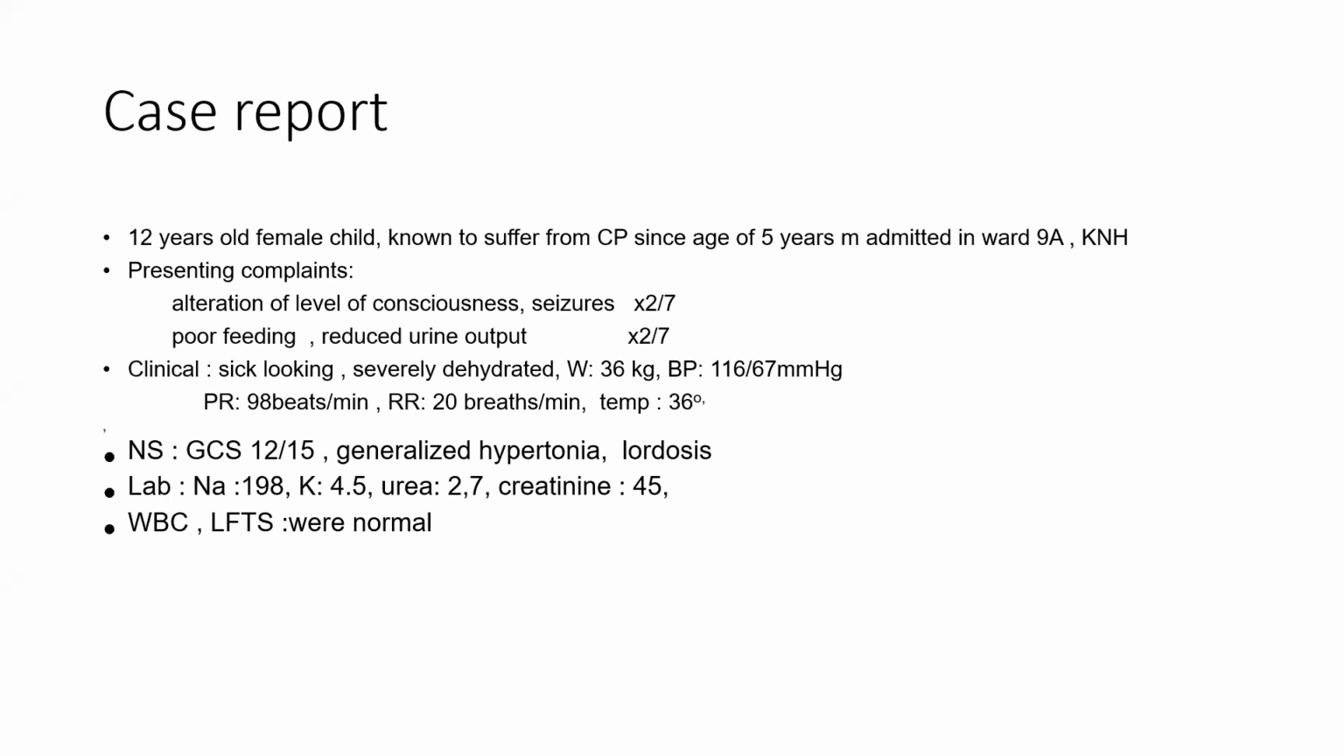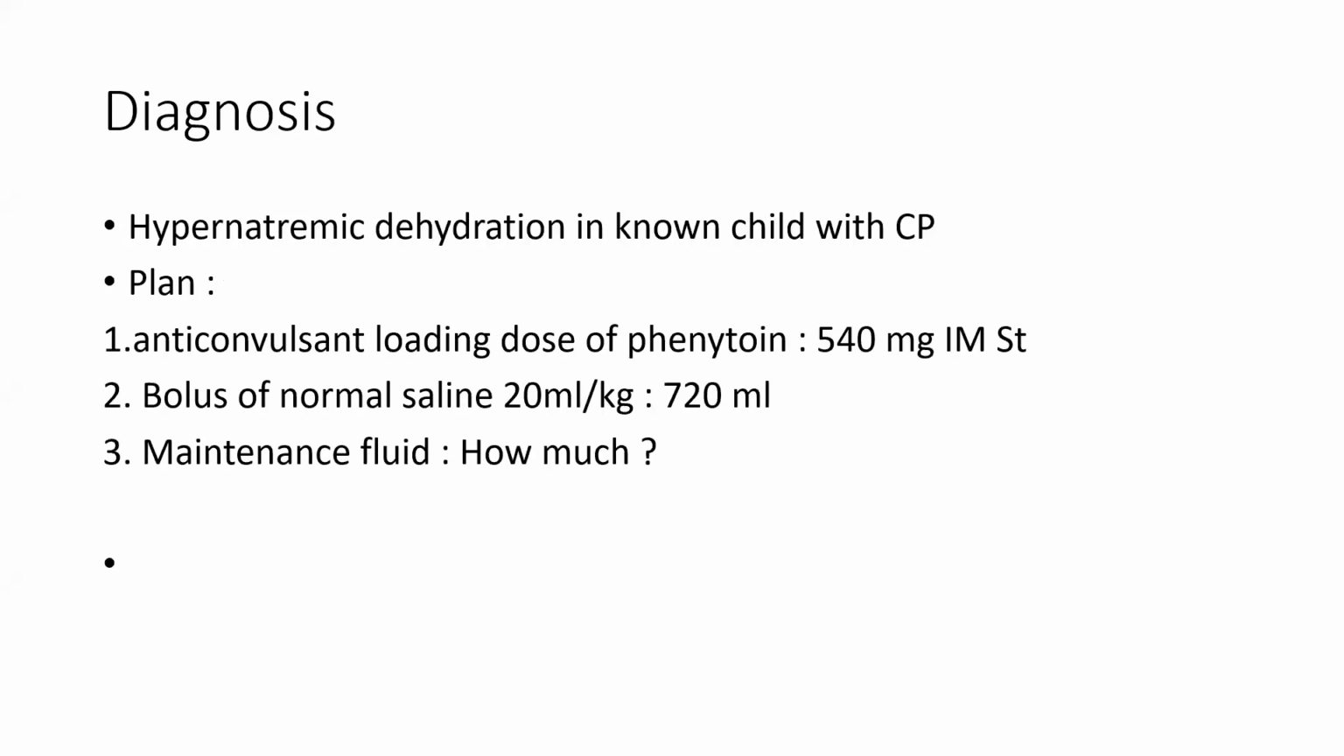The child has hypertonia and lordosis as complications of the underlying condition. The lab sodium was 198, potassium 4.5, urea 2.7, creatinine 45. The white blood cells and liver function tests were reported normal. So now, how will you correct this hypernatremia? Which formula will you use? How many days will it take to correct this sodium?